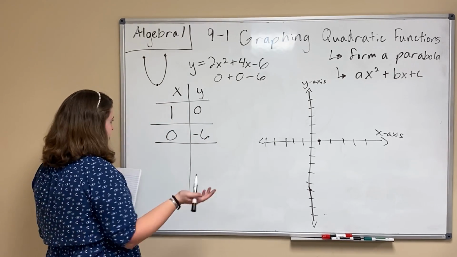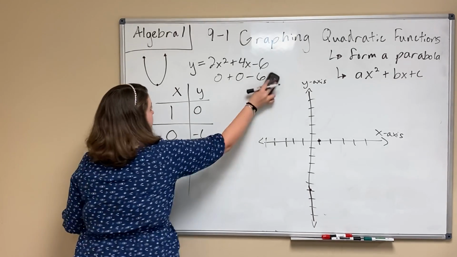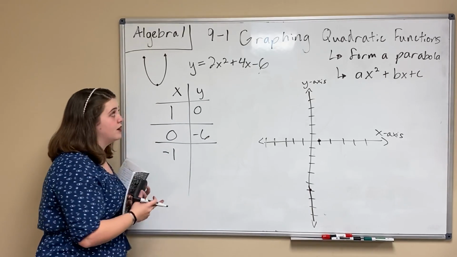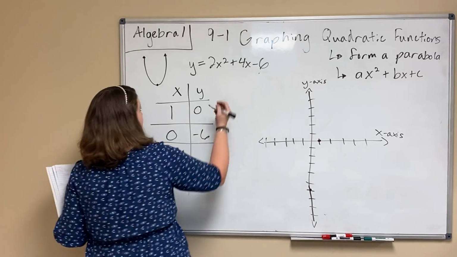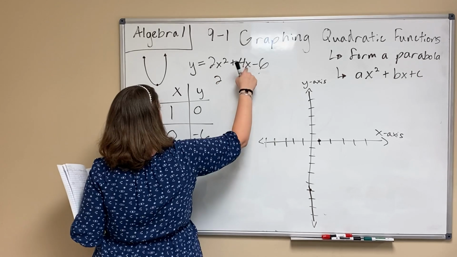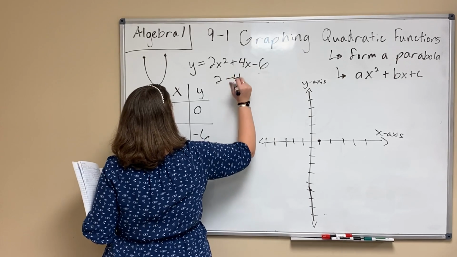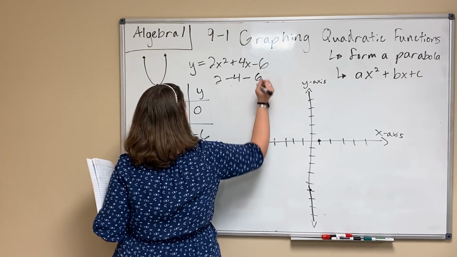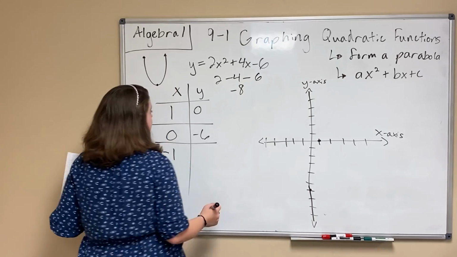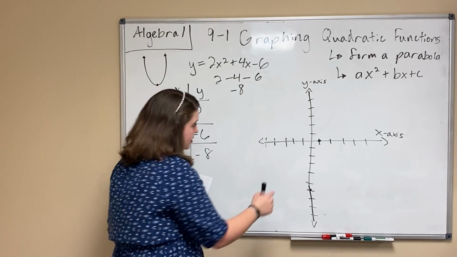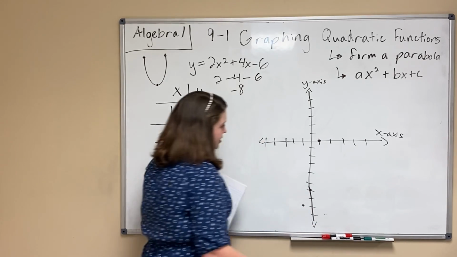Okay, so I tried 1 and I tried 0. Let's try negative 1. All right, so if I plug negative 1 in here, negative 1 squared is negative 1 times negative 1. Two negatives make it positive, so that's going to be 1. 2 times 1 is 2. Negative 1 times 4 is going to make it minus 4, and then minus 6. So 2 minus 4 minus 6 is going to give me minus 8. All right, so at negative 1, my graph will be at minus 8. Okay, so we're still going down.